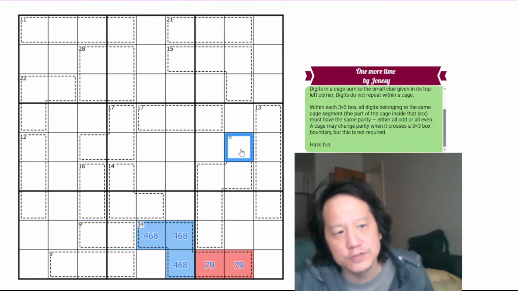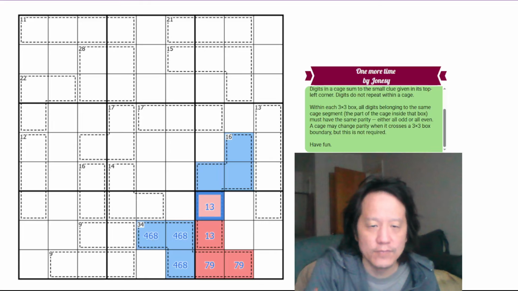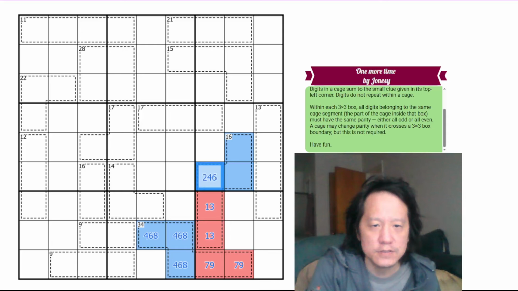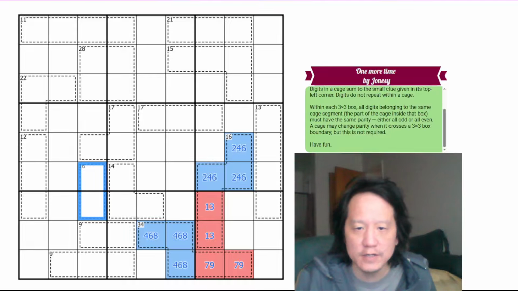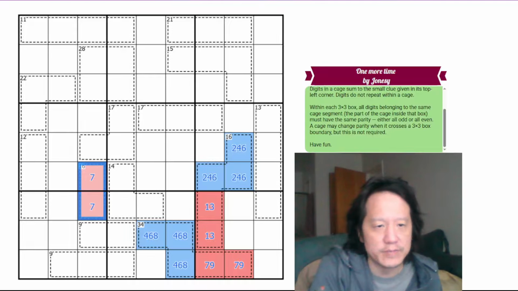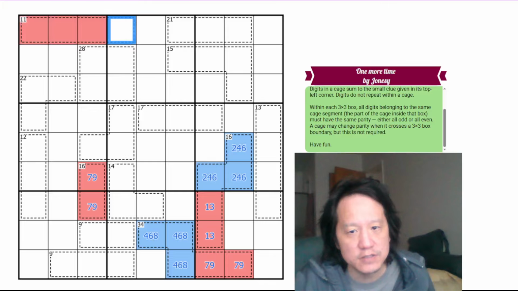Same with 1, 2, 3, 4, 6. We have 2, 4, and 6 must be even. And this is 1, 3 as a pair. So this is 2, 4, 6 in each. This is definitely just 7, 9, so it doesn't matter which one they're in. This is 1, 2, 3, and 5. 1, 3, and 5 are the same parity, so they're all odd, which makes this an even and a 2.